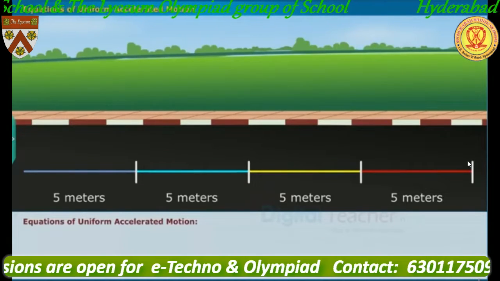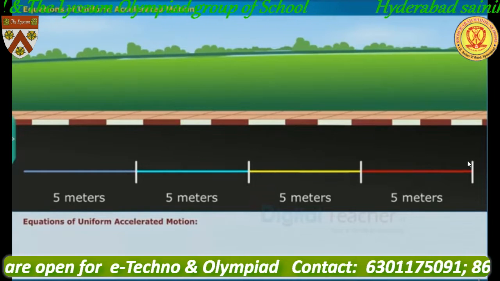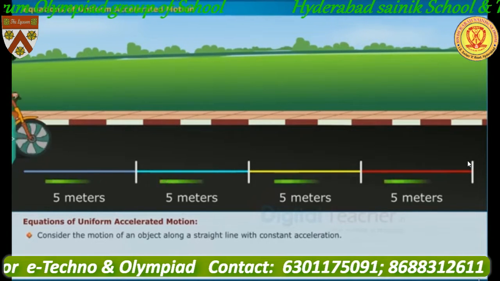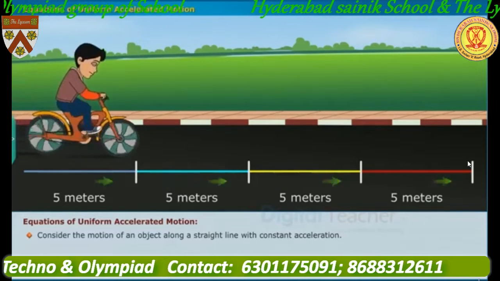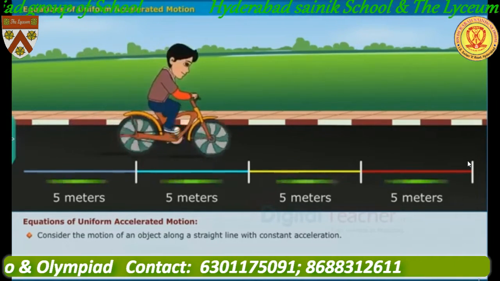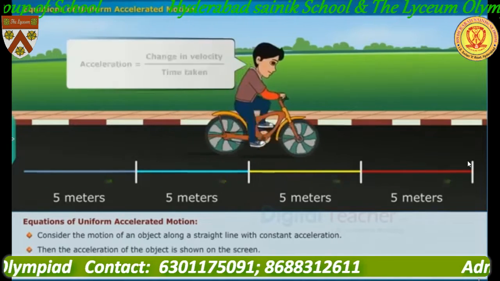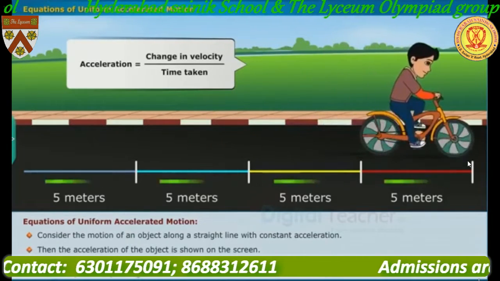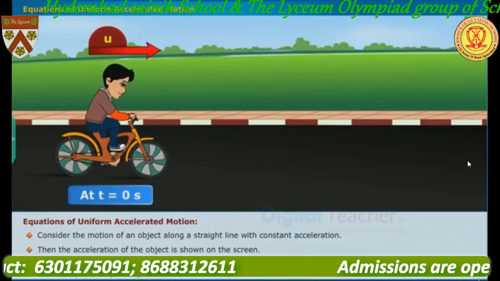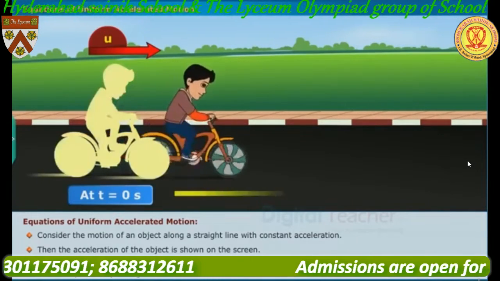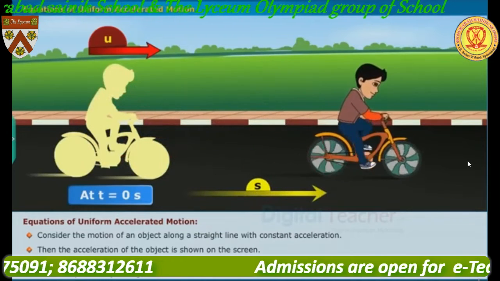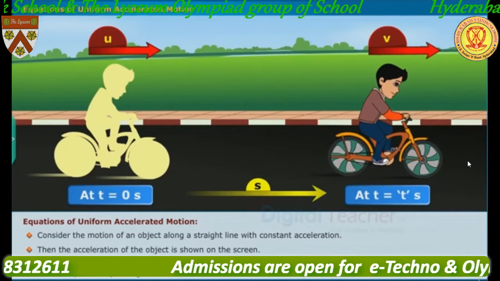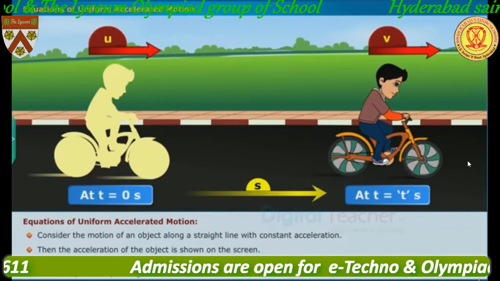Now, let us derive the equations of uniform accelerated motion. Consider the motion of an object along a straight line with constant acceleration. Then, the acceleration of the object is shown on the screen. Let u be the velocity at the time t equal to 0 and v be the velocity at the time t, and let s be the displacement covered by the body during time t.